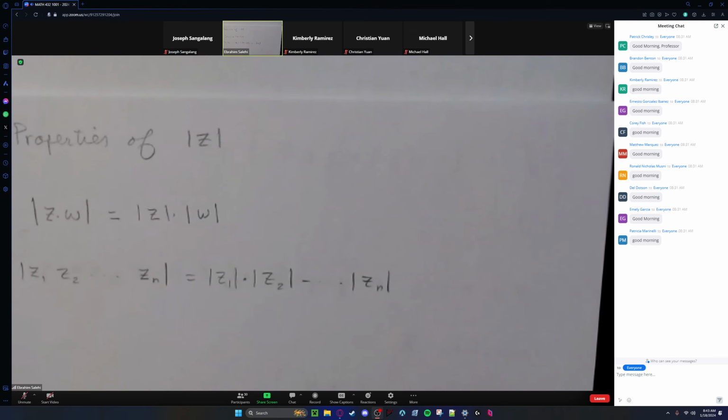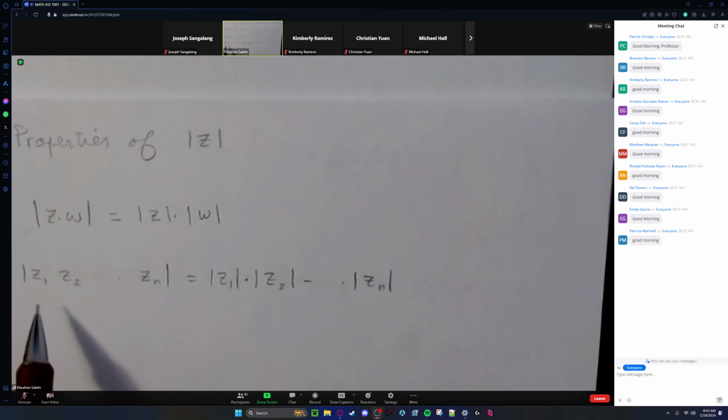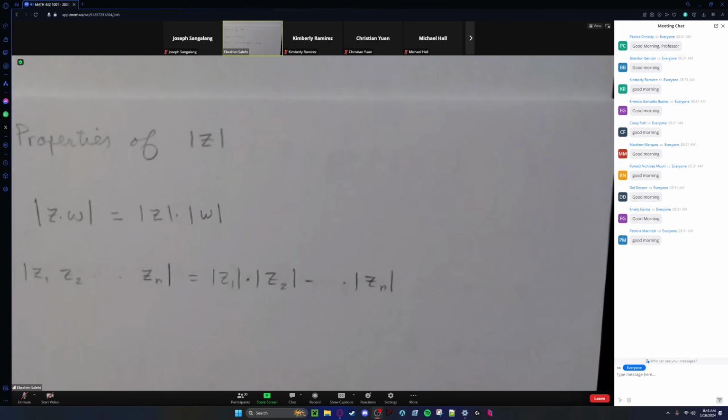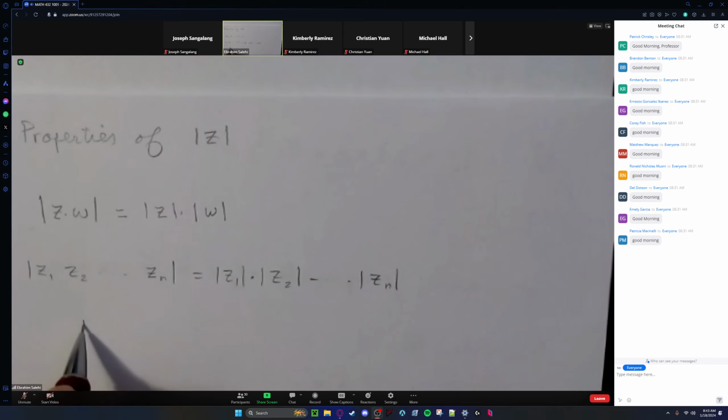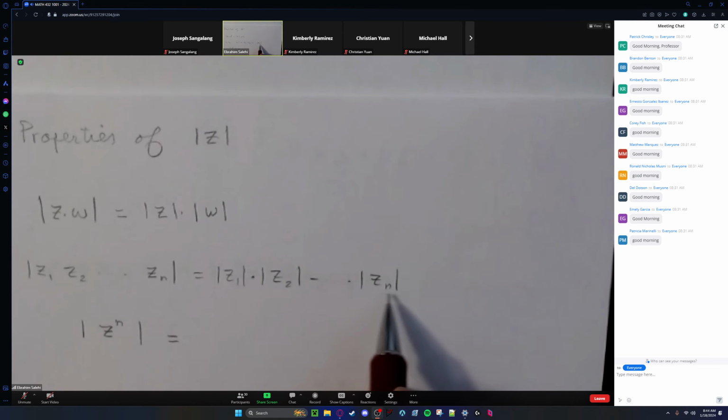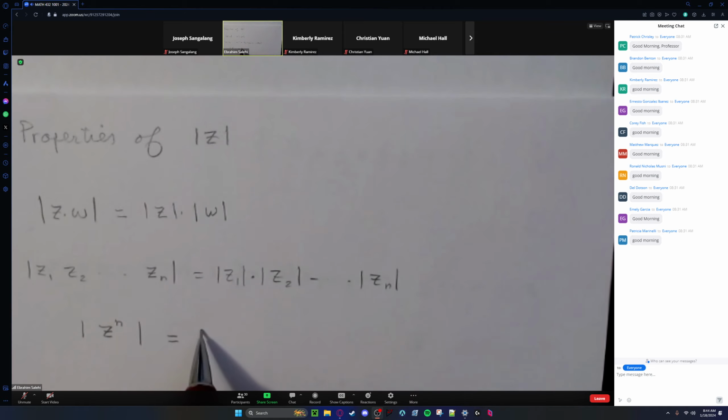And again, as before, this becomes very interesting when Z1 through Zn are equal. All of them are Z, let's say. So the left-hand side will be the modulus of Z^n. The right-hand side, the modulus of Z will be multiplied by itself n times, so it will be this to the n.